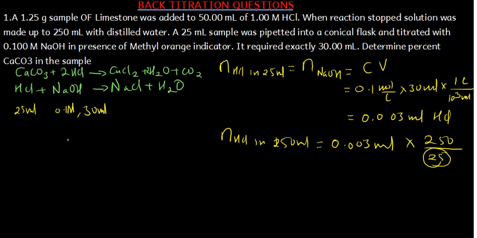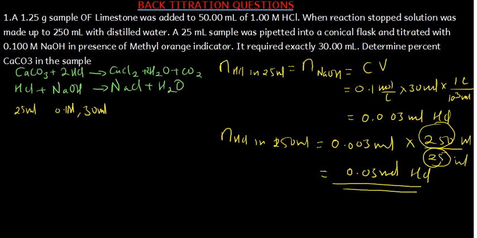Notice that because the 250 is in milliliters and the 25 is in milliliters, it is milliliter over milliliter, so we're just going to have a number there. And so that is going to give us 0.03 moles of hydrochloric acid. These are the moles of hydrochloric acid which are present in the 250 milliliters.